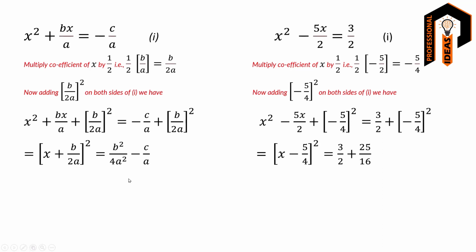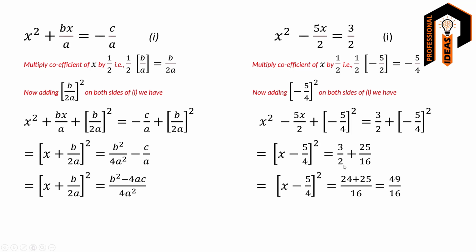That is equal to x plus b over 2a squared. And on the right side, if we take the LCM of 4a square and a, it will be 4a square, and we will be left with b square minus 4ac. Similarly, by taking the LCM of 2 and 16, it will be 16, and we will be left with 24 plus 25 over 16, that will be equal to 49 by 16.